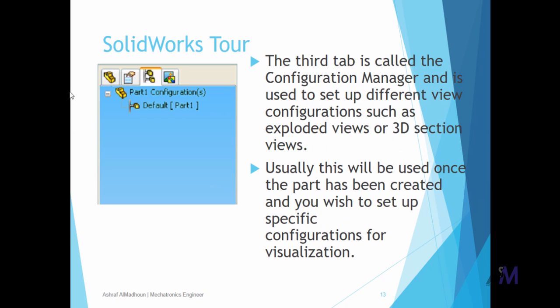The third tab here is called the Configuration Manager and is used to set up different view configurations such as exploded views or 3D section views. Usually this will be used once the part has been created and you wish to set up specific configurations for visualization. So you won't use it while creating the part, but once you're done creating that part, you can use this to specify configurations for how you want your part to be viewed.